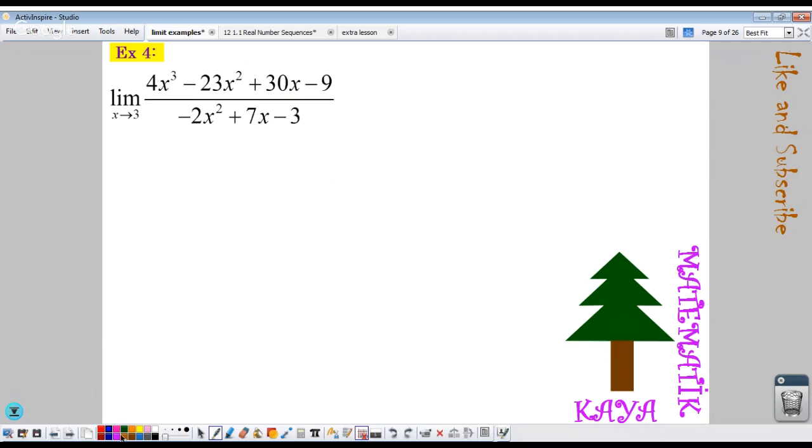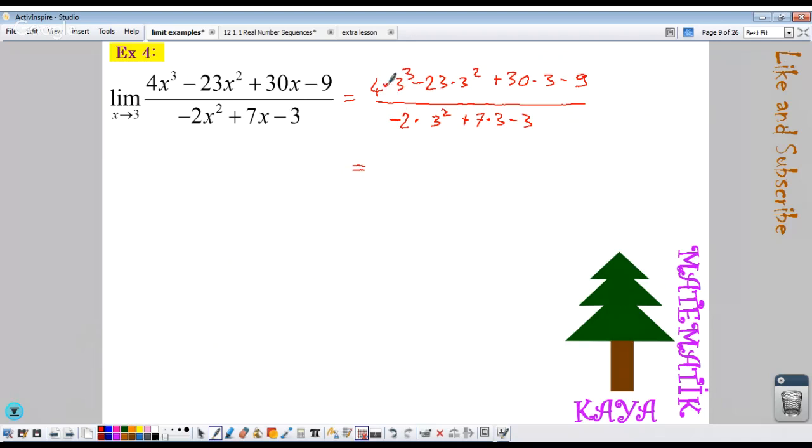So now the fourth example. Let's replace the number 3. 4 times 3 cubed minus 23 times 3 squared plus 30 times 3 minus 9 over minus 2 times 3 squared plus 7 times 3 minus 3.